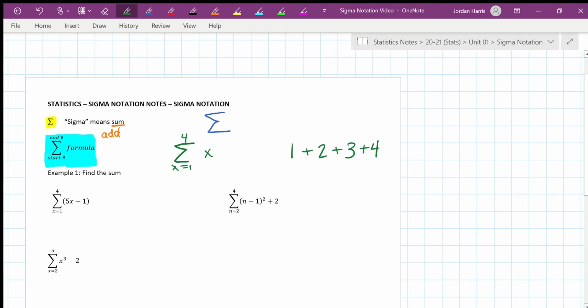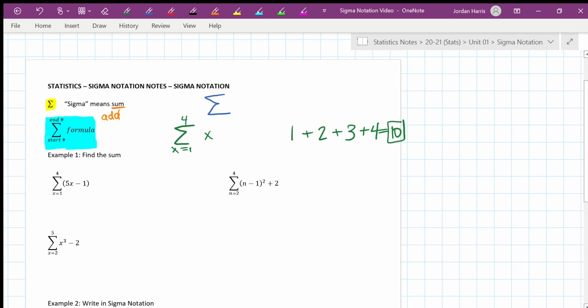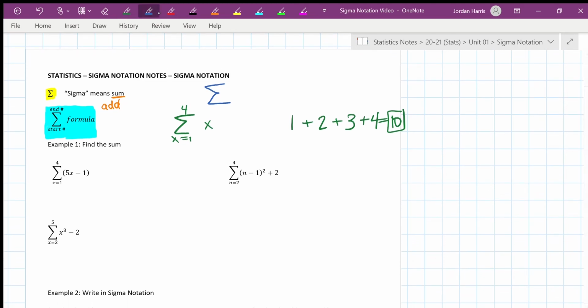So it's telling you where to start, where to end, and then you just add them up. So 3, 6, 10. So 10 would be our solution. Okay, so that's a very simple one. All right, so then we get into a little more complicated things.